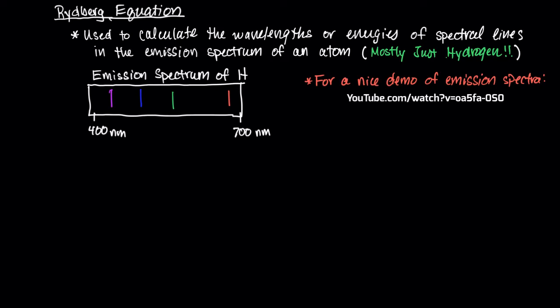Just as a reminder, an emission spectrum looks something like this. I can never draw my brackets right. I've drawn this to approximate the emission spectrum of the hydrogen atom in the visible range, so from about 400 nanometers to 700 nanometers. And what we see is a series of four lines with different colors because they have quantized, or a single, wavelength.